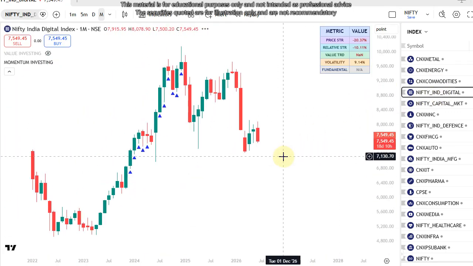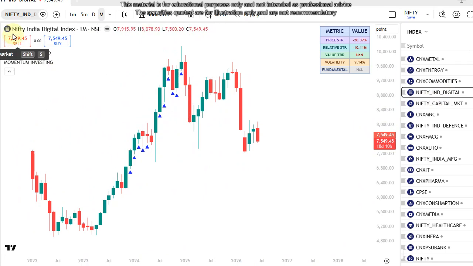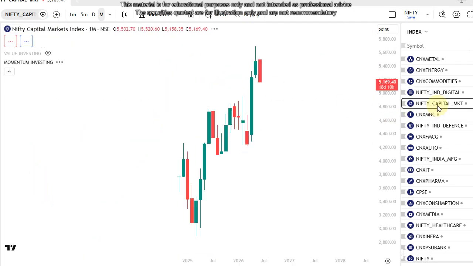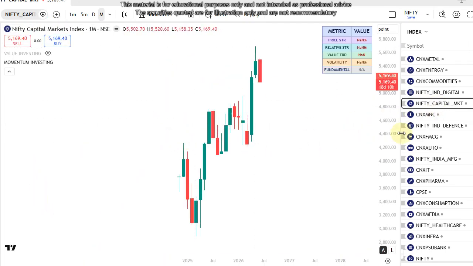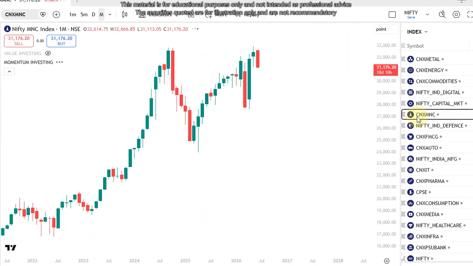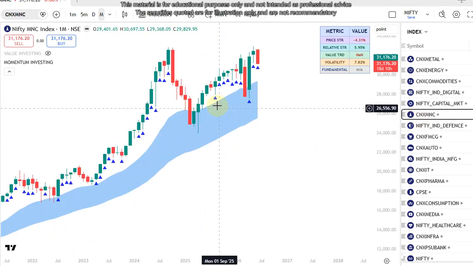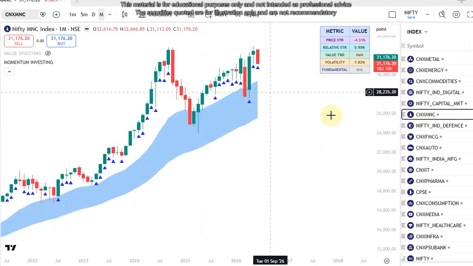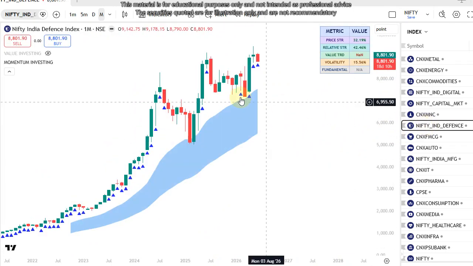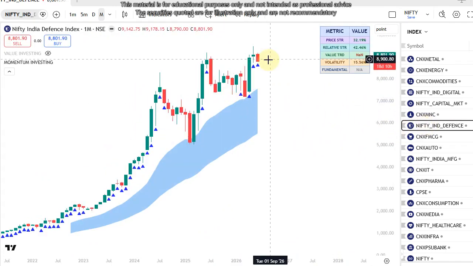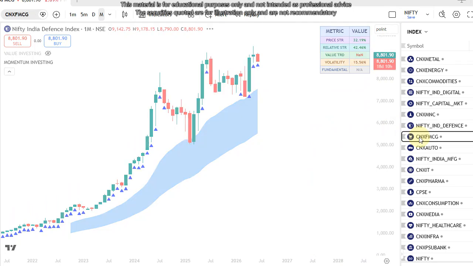Now, digital: there is no momentum, so we can straight away avoid the Nifty Digital index and the stock constituents in the Nifty Digital index. How to see whichever stock is listed in this digital index, I will show you. Nifty Capital Market, there is no momentum. Nifty Multinational Corporations has gained the momentum and is still in momentum. Defense has gained momentum in the past 2 to 3 months.